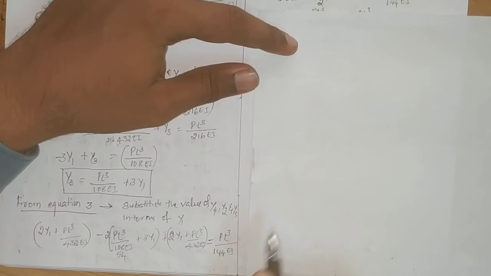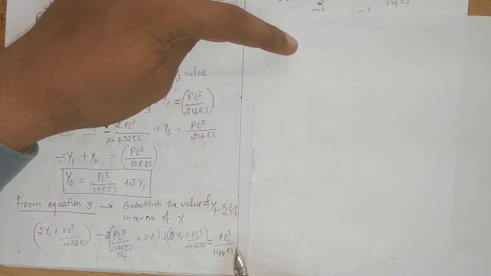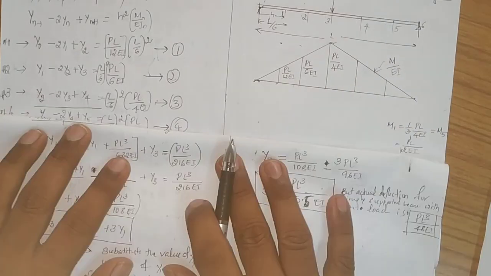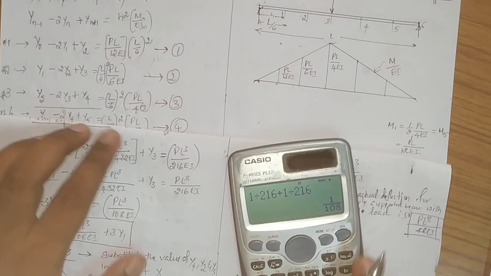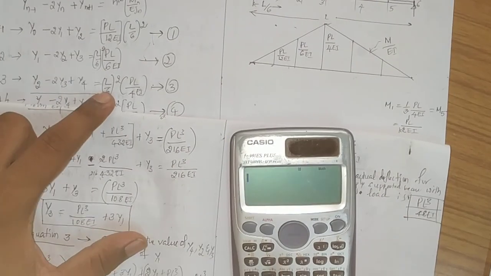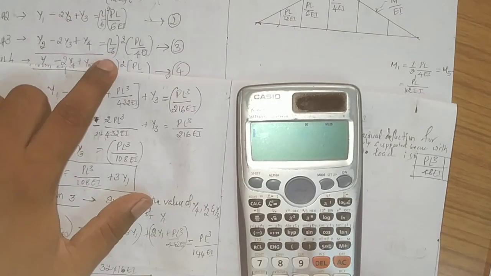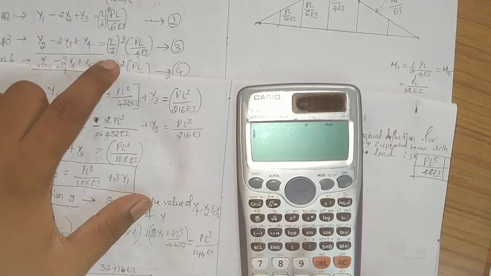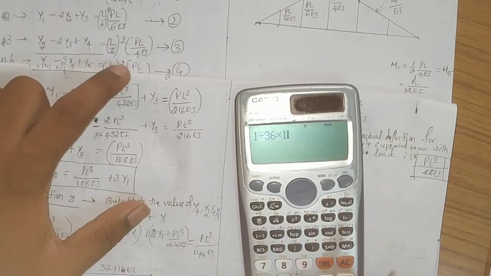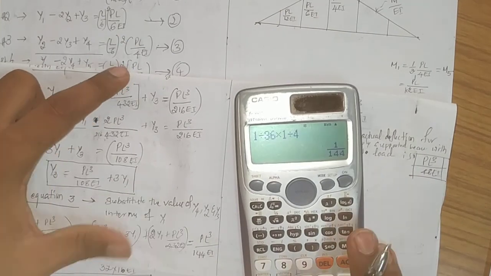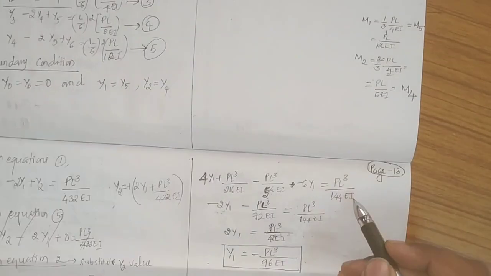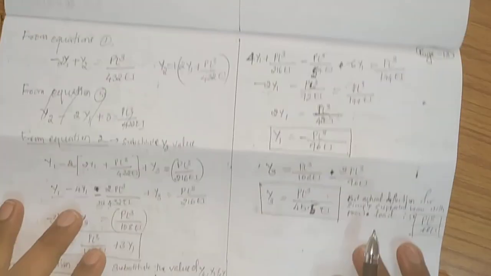How has this happened? 144EI, that's nothing but from equation number 3, you can see the value. So in equation number 3, you can see 1 divided by 36, L square by 6 square is 36, right? So therefore 1 divided by 36 into 1 divided by 4, which is equal to 1 by 144. That is what this means. So PL cube by 144EI it will be, right?